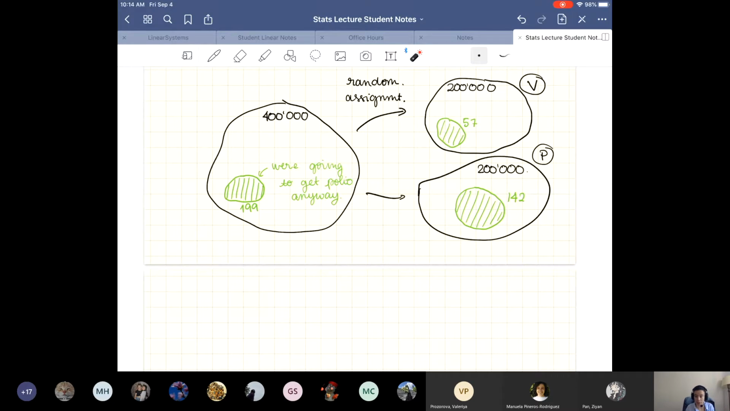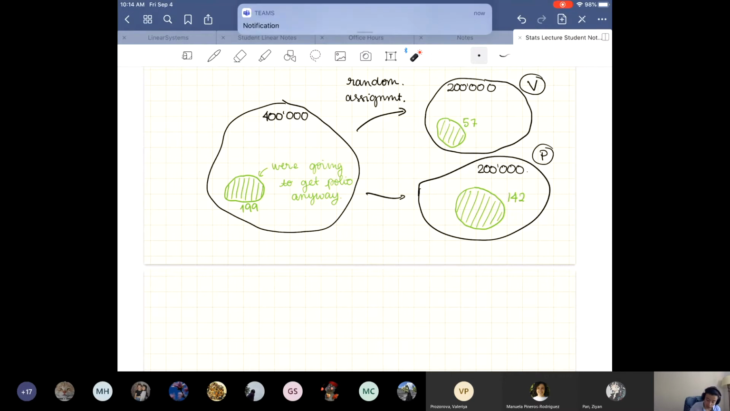And I can repeat again, so you can always ask me to repeat. Okay, so what I'm saying is, because I have random assignment over here, because I randomly split this into 1 and 2, I can use probability theory, right? I can use probability theory to see how likely it is that 57 of these 199 ended up in the vaccinated group, and 142 of the 199 ended up in the placebo group, right?